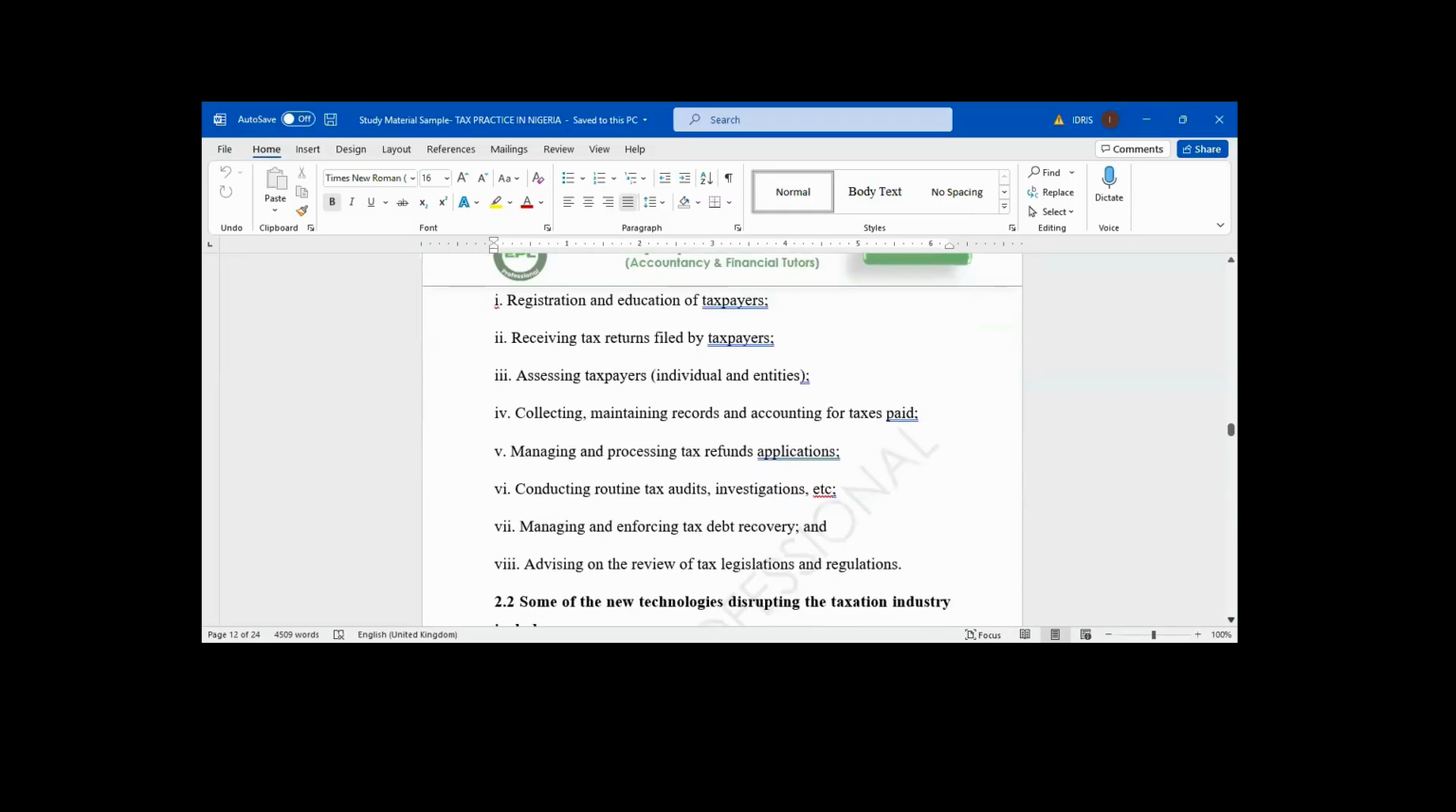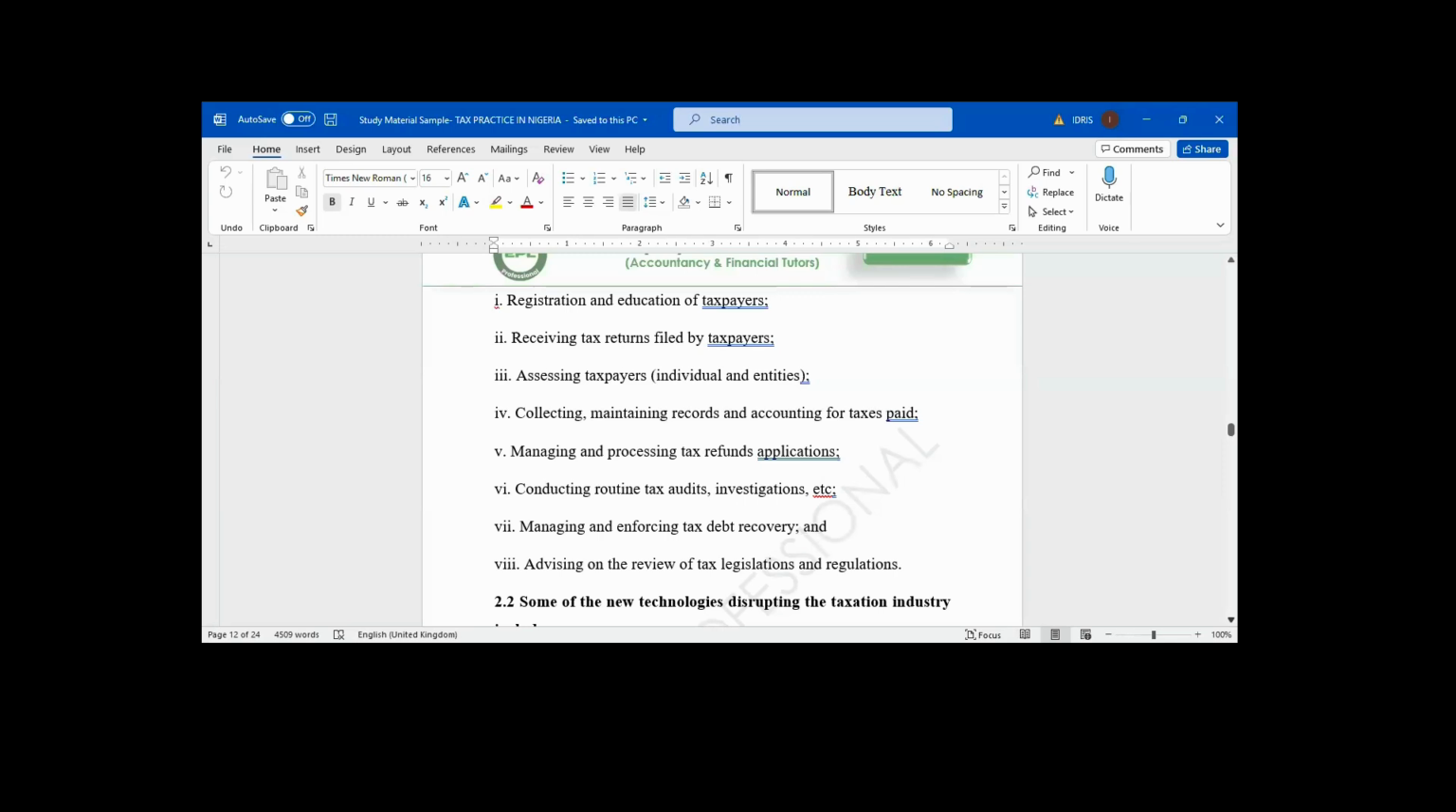One of the roles of tax administration is registration and education of taxpayers. They are the ones that register taxpayers. They register a new company that just started a business. They will register them and put them in the tax net. Education of taxpayers, this one is key.